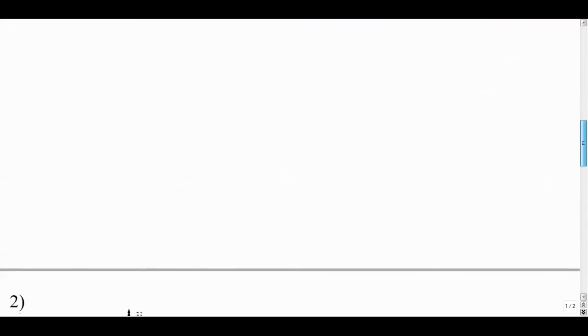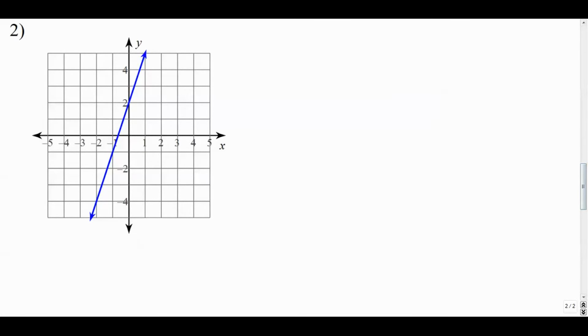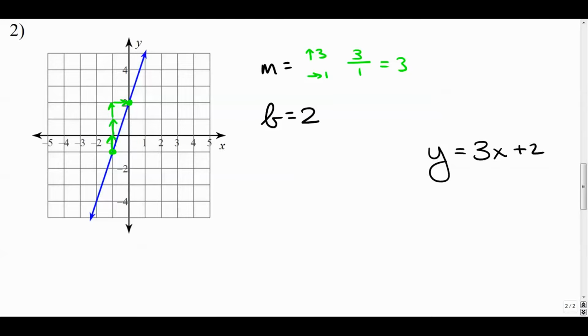Alright, number 2. Let's try to get this video done in 5 minutes. M equals, B equals. B is where the graph crosses the x-axis, or the y-axis, pardon me. It's +2. And for our slope, let's just pick out 2 points. Let's pick out that y-intercept, and another one looks like it's right here. So we're going to rise 1, 2, 3. So up 3 and right 1. Up 3 is positive, right 1 is positive. So our slope is simply just 3. Y equals mx plus b, and we're finished.